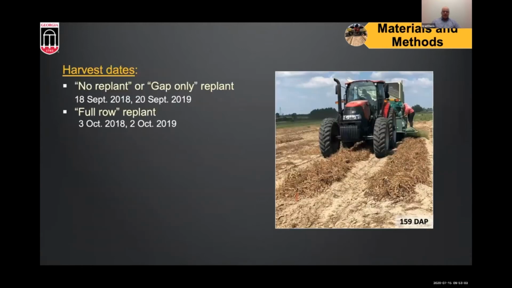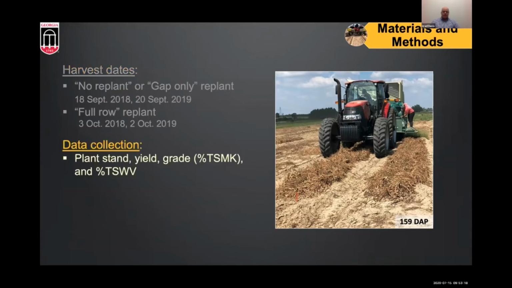Harvest dates: no replant and gap only were harvested before full row. No replant and gap only were harvested on September 18th and September 20th, while full row was harvested on October 3rd and October 2nd. Data collection was plant stands, yield, grade, which is percent total sound mature kernel, and percent TSWV.